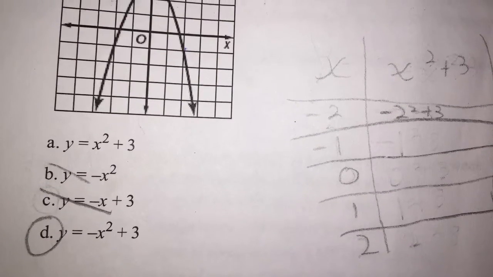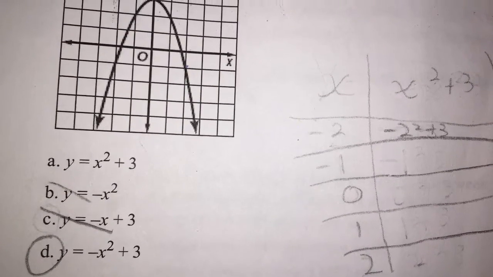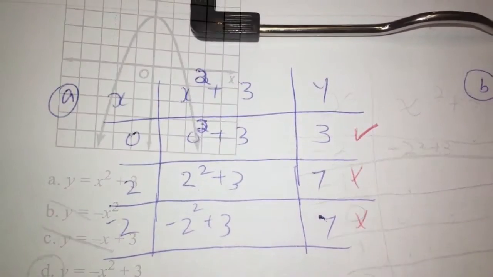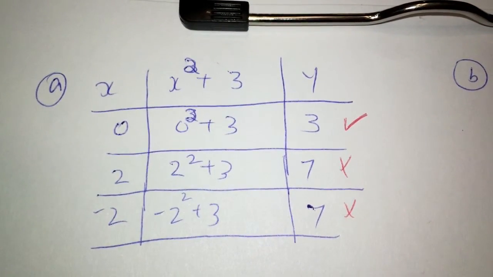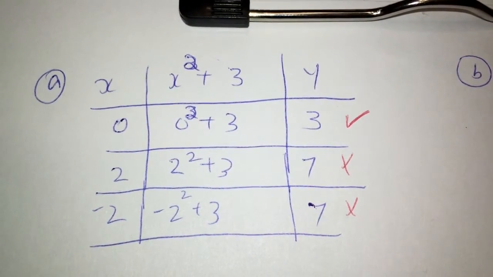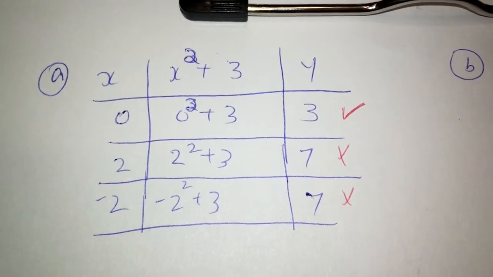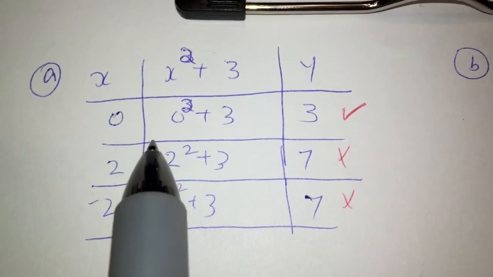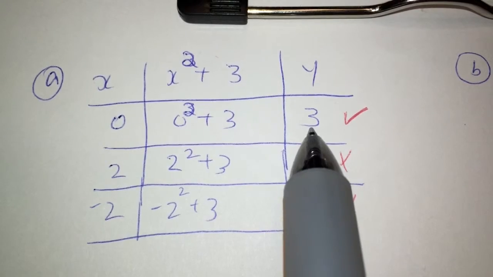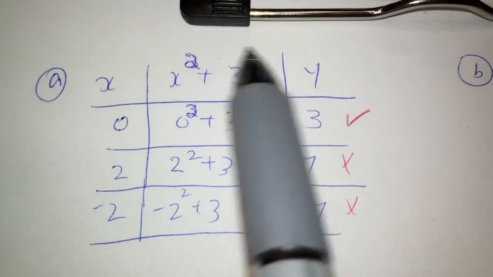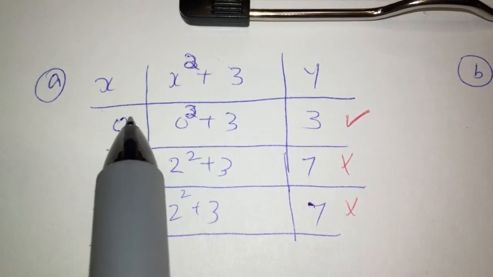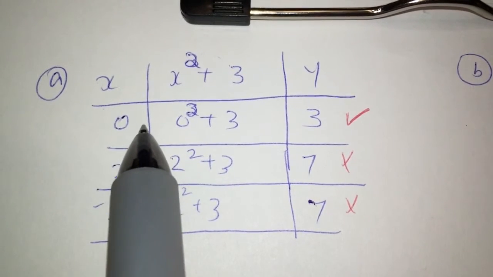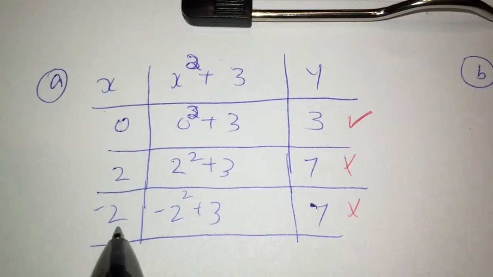What you're asked to find out here is the correct function for the graph. Pick the first function, which is x squared plus 3. Okay, y equals x squared plus 3. So what you want to find out here is the corresponding values of y when x equals any value. So I just picked 0 and 2 and negative 2.